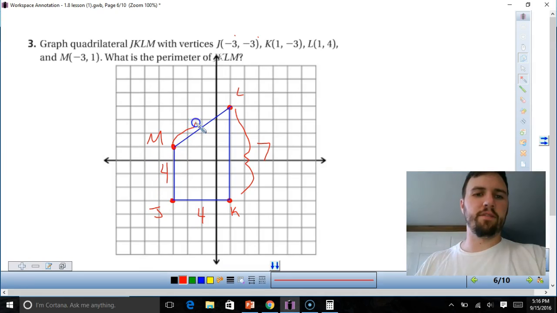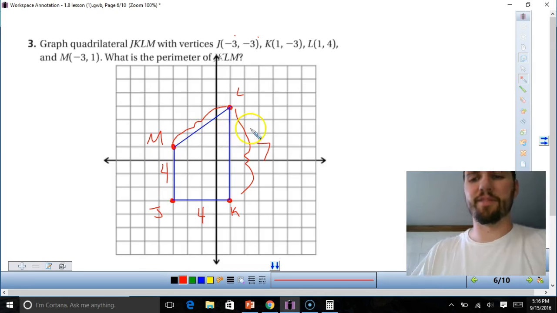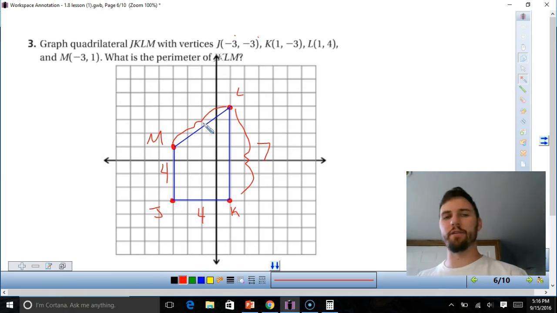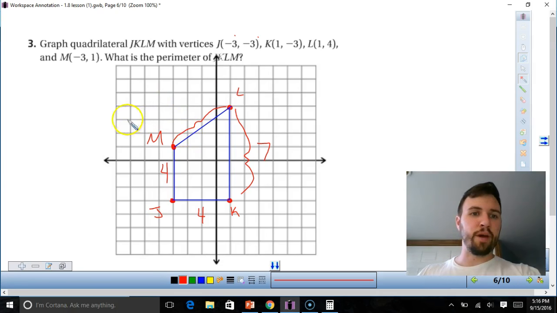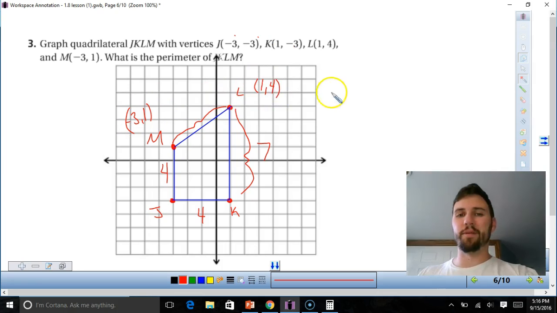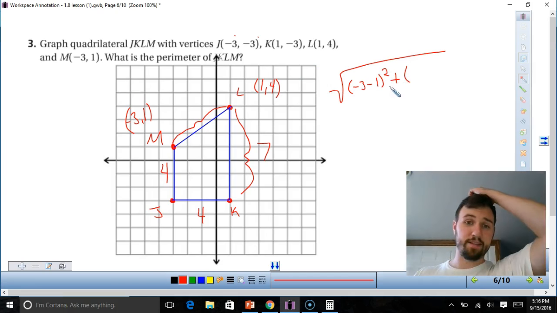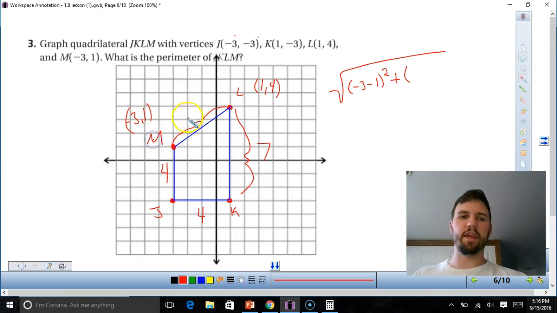Now to find this one, we can use the distance formula. We can't use just counting, because you can't count these partial squares. So M was (-3, 1), right? L was (1, 4). So we use our distance formula. Square root of (-3 minus 1) squared plus (1 minus 4) squared.